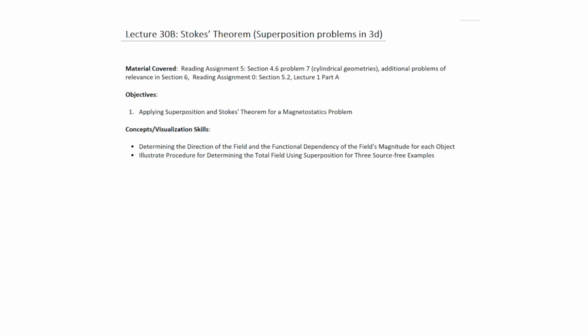cylindrical geometries only. Additional problems of relevance are in section 6, reading assignment 0, section 5.2, and lecture 1, part A. The objectives are to apply superposition and Stokes' theorem to a magnetostatics problem, and the concepts and visualization skills are determining the direction of the field and the functional dependency of the field's magnitude for each object, and to illustrate the procedure for determining the total field using superposition for 3 source-free examples in this case.